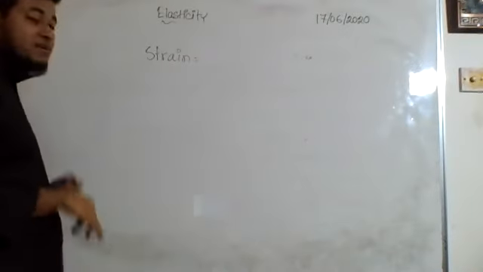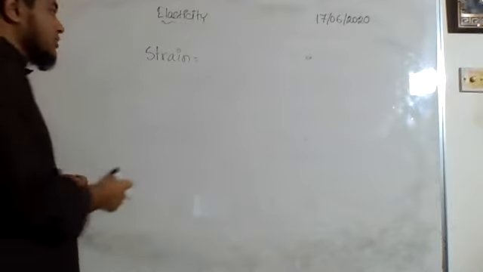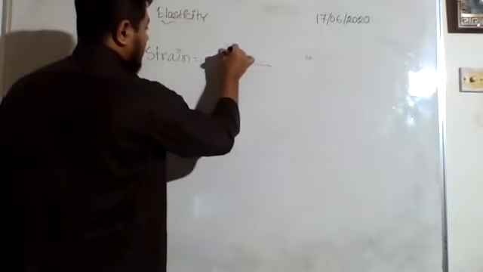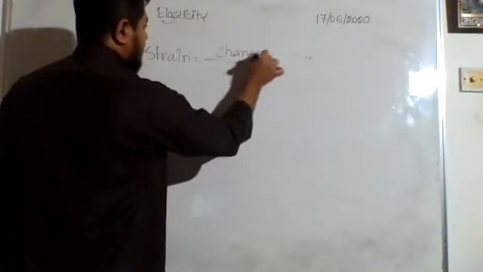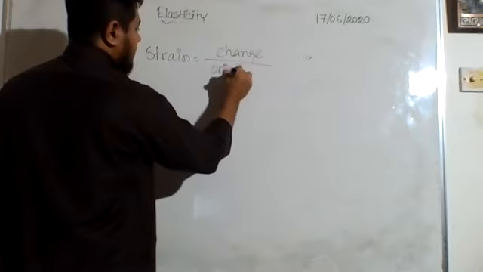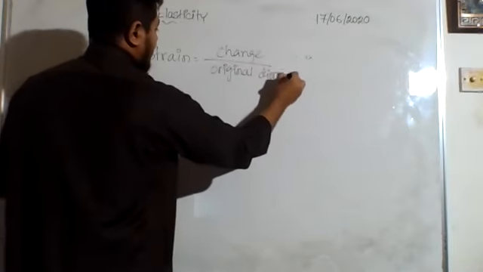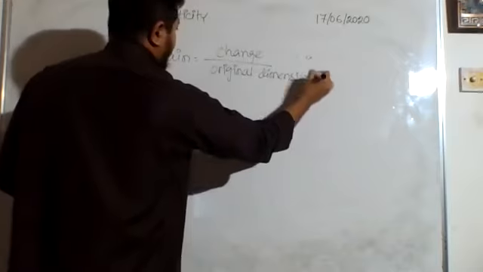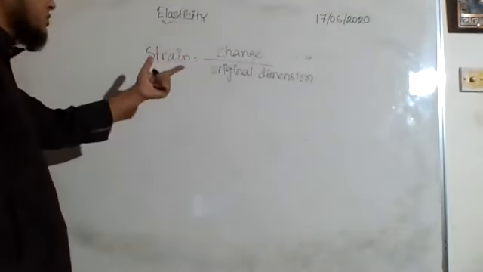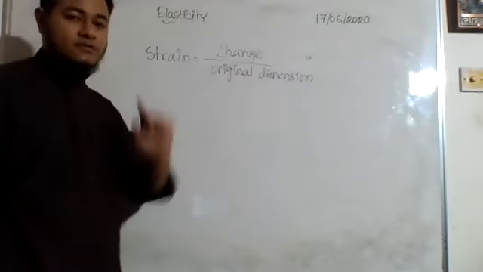Strain. This is relative change. Relative change means change divided by original dimension. Now what do I mean by this? This is what is called relative change.